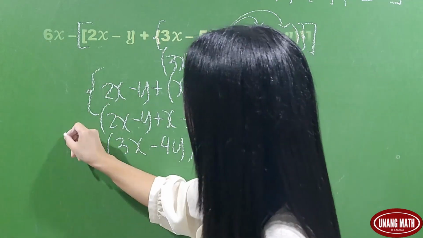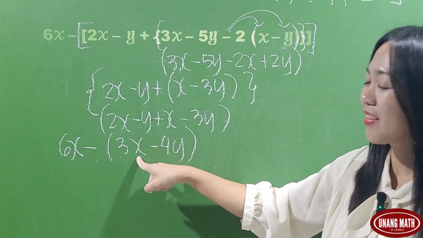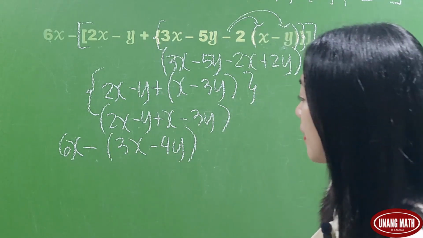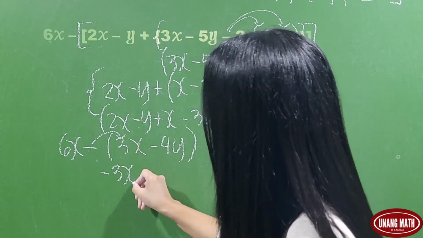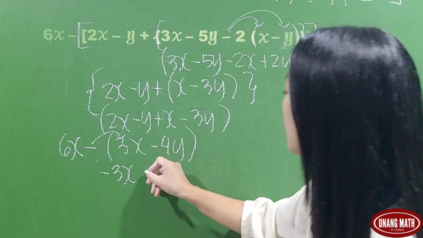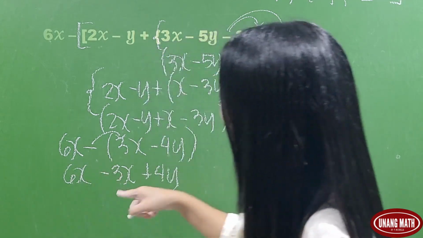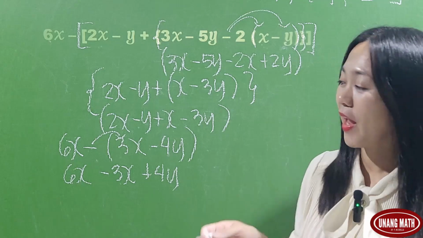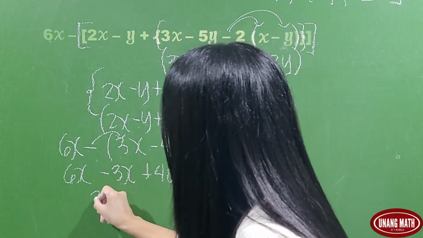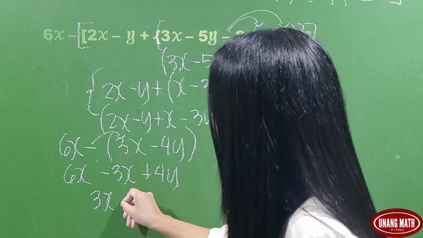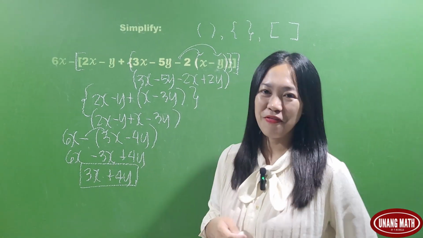Now, this is 6x minus this expression, 3x minus 4y, inside the parenthesis. This is negative, so negative times 3x is negative 3x. Negative times negative 4y would be positive 4y. So we have 6x minus 3x plus 4y. And if we simplify, 6x minus 3x would be equal to 3x. So 3x plus 4y. So this is now the simplified expression.